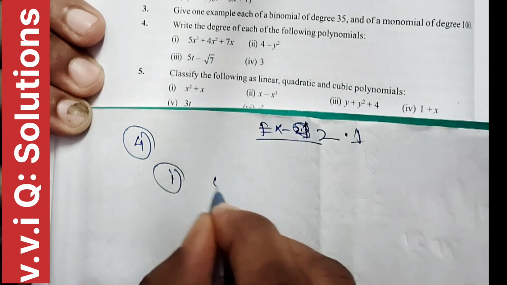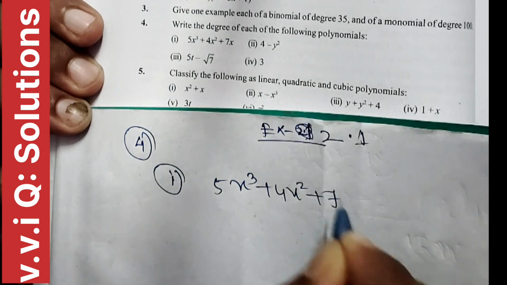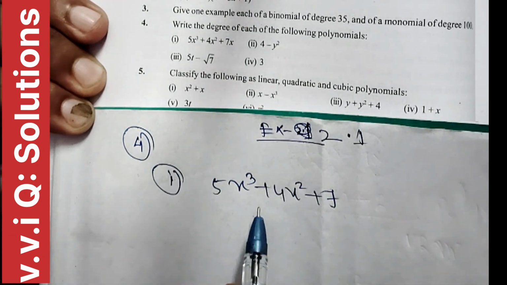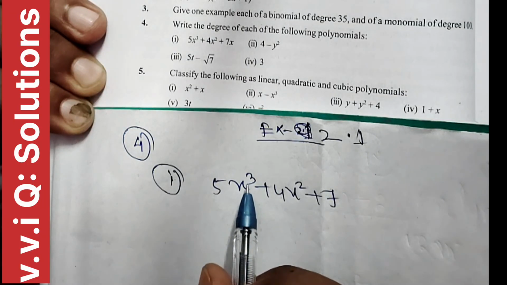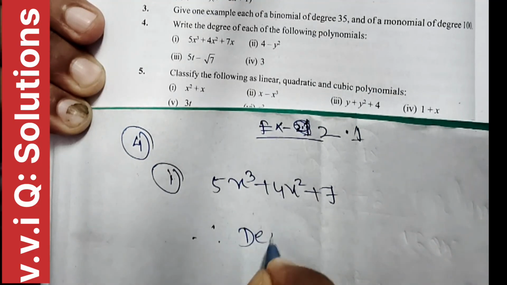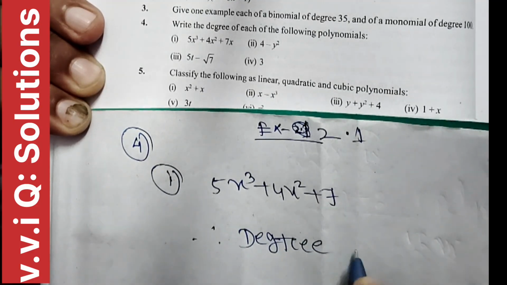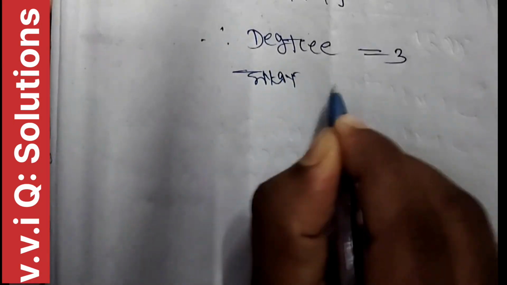So write the degree of each of the following polynomials. In the first question: 5x cube plus 4x square plus 7x. You see the variable's highest power, which one is highest? The highest power is 3, so the degree is also 3. Therefore degree 3. And if written in Assamese medium it is matra 3.